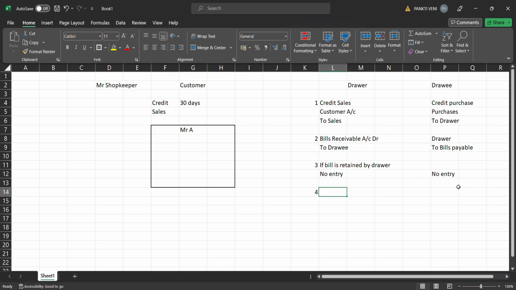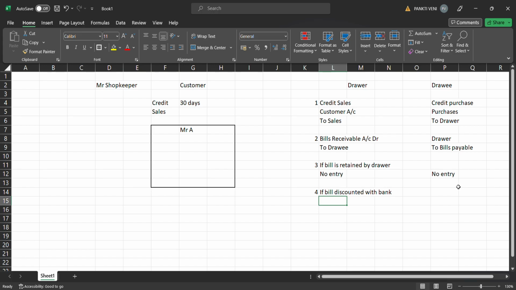Then I have the fourth point. The fourth entry is when the bill is discounted with the bank. Bill discounted with the bank means I am the shopkeeper, I am the drawer, I am in urgent need of money and I cannot wait for 30 days. So I'll approach the bank and tell the bank that I am supposed to receive this amount after 30 days, but I cannot wait for 30 days, so please make the payment.